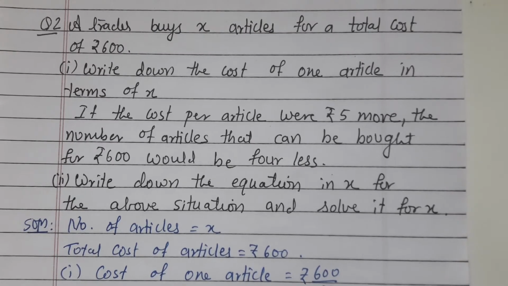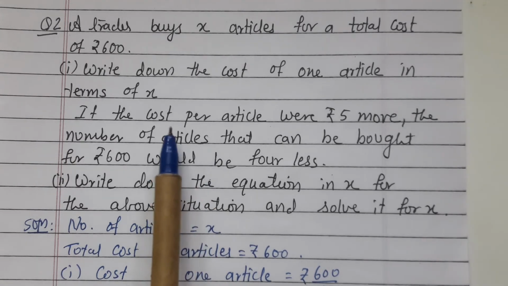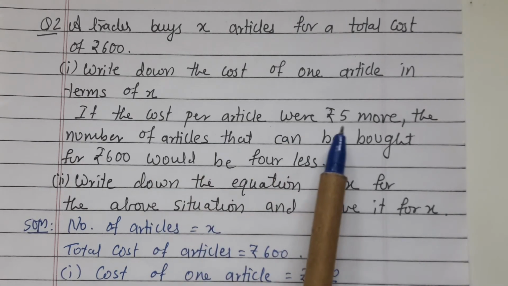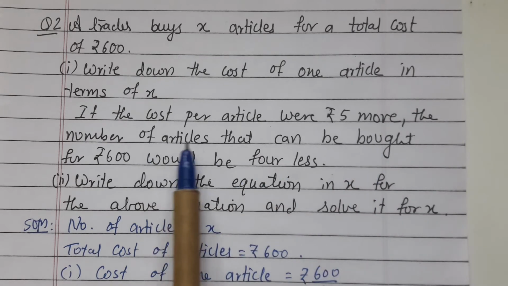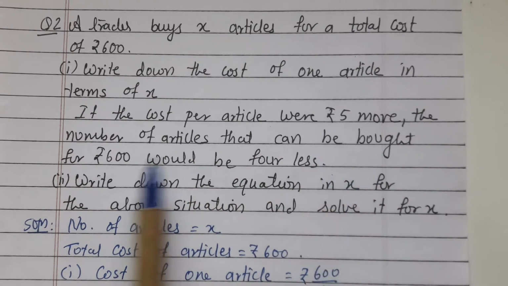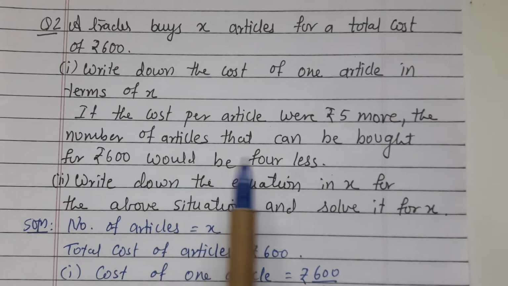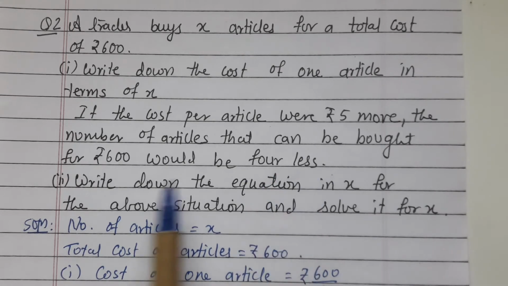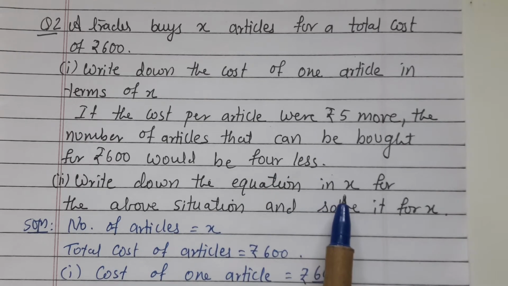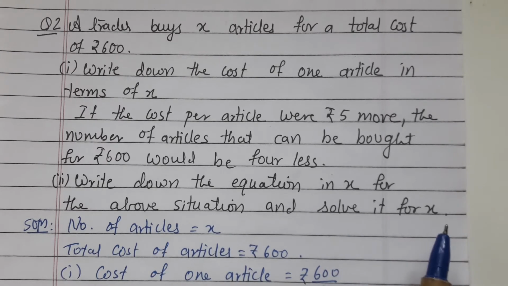Question 2. A trader buys x articles for a total cost of rupees 600. First, write down the cost of one article in terms of x. If the cost per article were 5 rupees more, the number of articles that can be bought for rupees 600 would be 4 less. Write down the equation in x for the above situation and solve it for x.